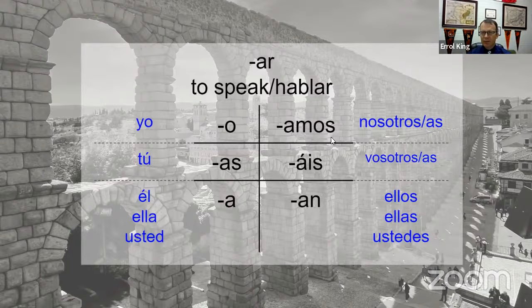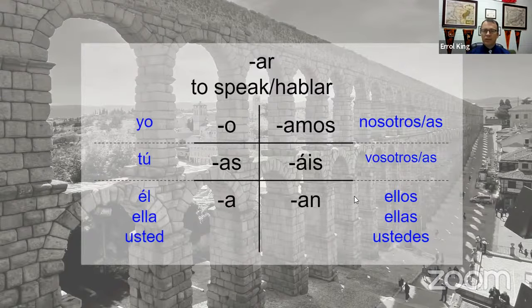Get into the plural form. We have nosotros or nosotras hablamos. Okay, remember, we're dropping the AR, adding this new ending. Vosotros habláis, and ellos, ellas, ustedes hablan. Okay, and that's how we conjugate a verb in Spanish. So we didn't actually visualize this and see this, but you heard it orally. Yo hablo, tú hablas, él, ella, usted habla.